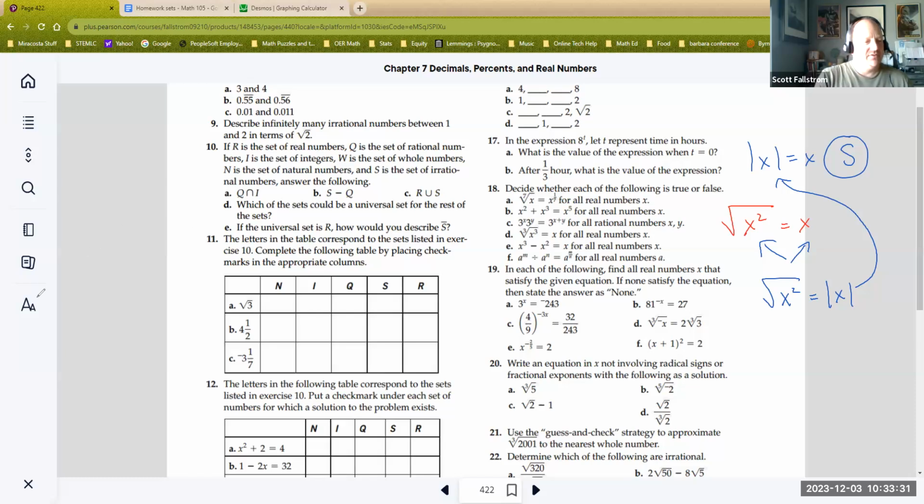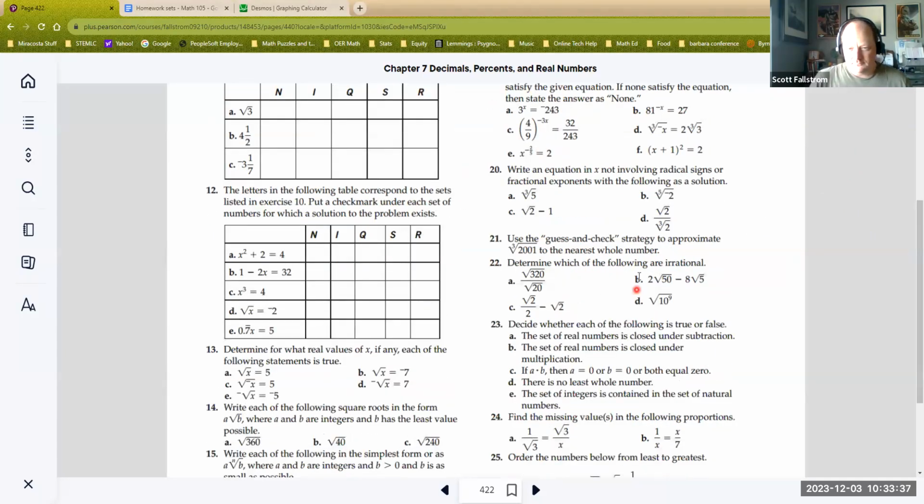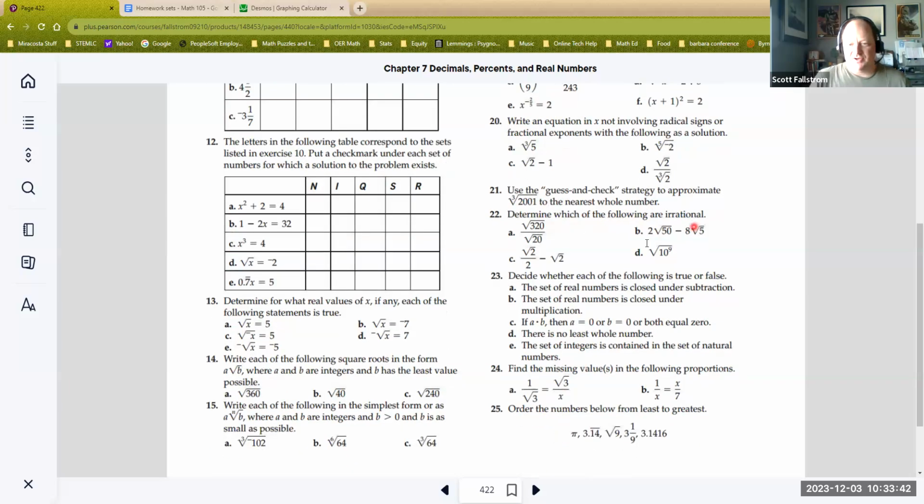And then I said 22 through 25. And let's see what those look like. 22 through 25. Okay, so we've got a determine which of the following are irrational. So they are expecting you to kind of do a little simplifying here first, not just grab a calculator. Your calculator isn't going to really help you with these, because if it's irrational, that means it has to go on and on forever, never repeat, never terminate. But that's almost impossible to see on your calculator.